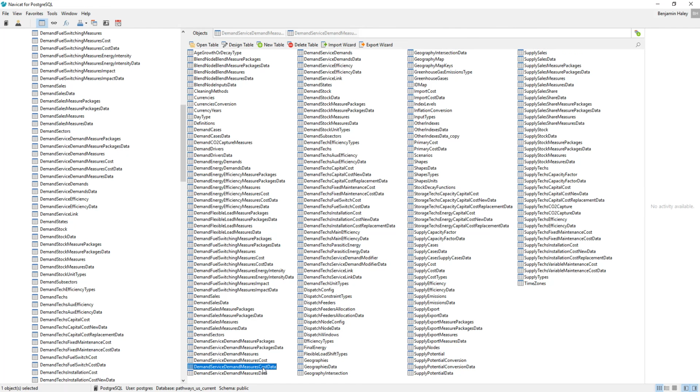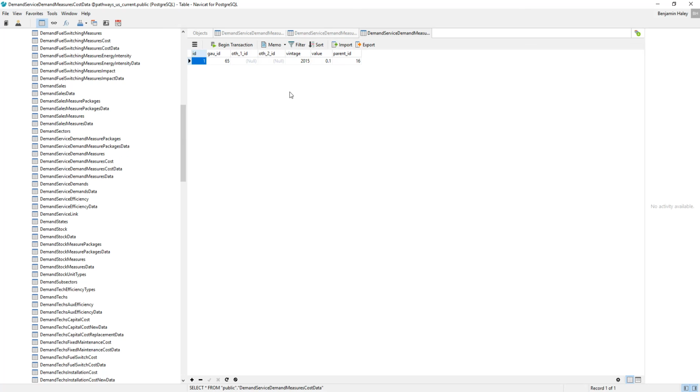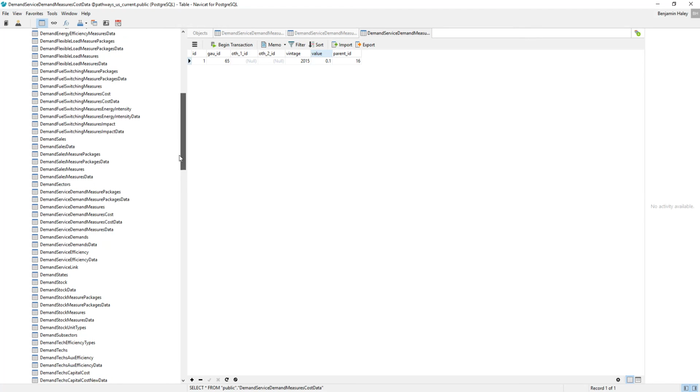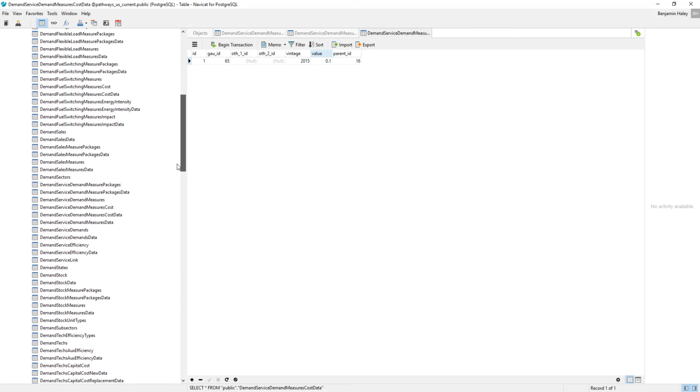Then we need to actually enter the cost data, and in this case I'm going to say there's only one cost, it's 10 cents a mile. It's for vintage 2015 and any other vintage that you input. So we now have a measure defined. It has the impact and it has the cost.